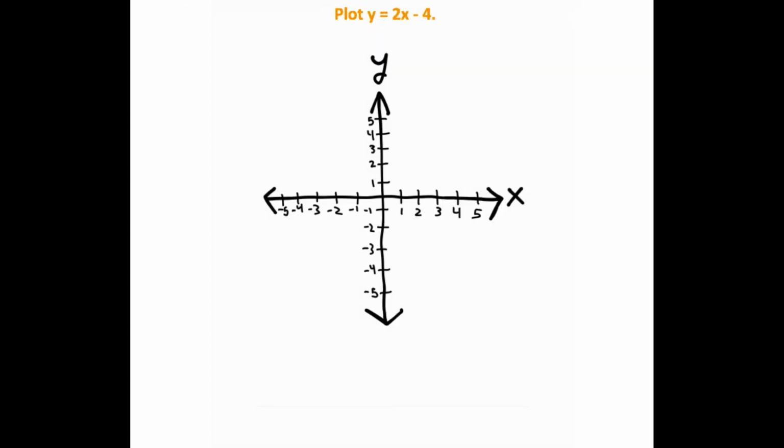Now let's talk a little bit about graphs. And we want to plot this line right here. So the way that we can do this is by taking random numbers on our x-axis and plugging them in to solve for y. Keep in mind your x-axis is always going to be your inputs. And your vertical axis, your y, is always going to be your outputs.